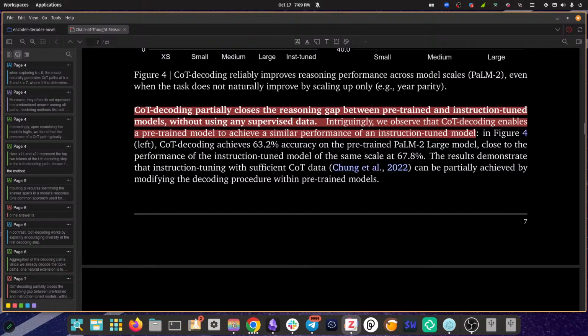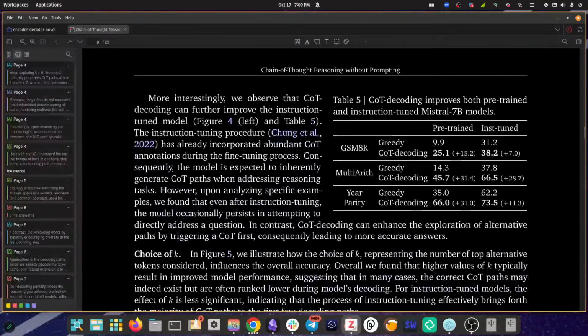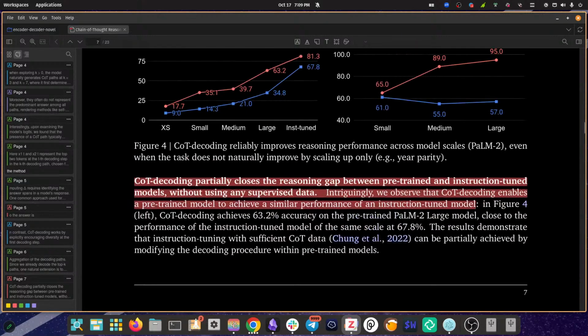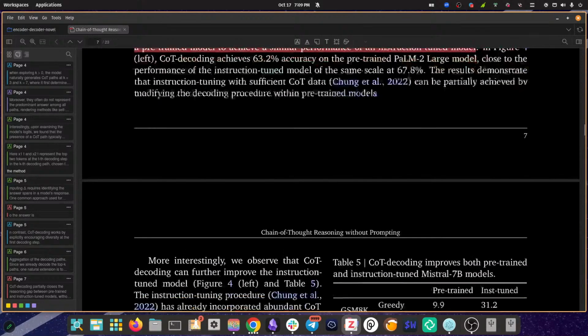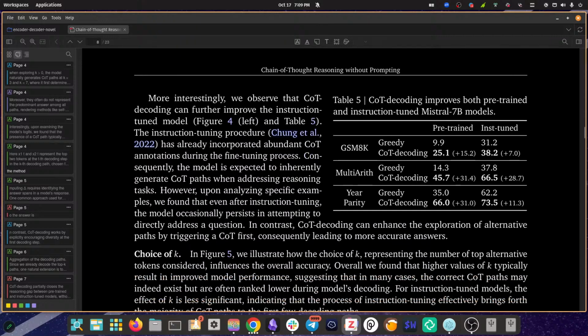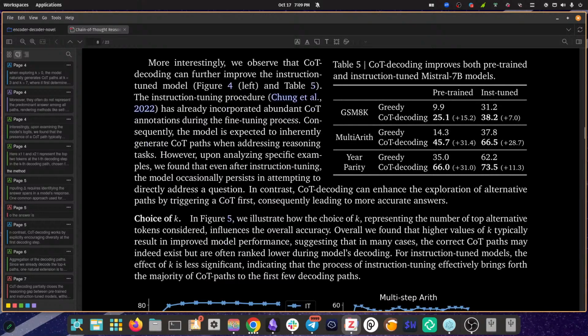Let's see, partially achieved by modifying the decoding procedure. Can further improve the instruction-tuned model. Okay, so does this make it comparable? Similar, okay. So if we are already instruction tuned though, then presumably we'll be more inclined to do COT. So to me, it would make sense that if you're more inclined, then it's going to be more likely, but as far as I understand, you're still decoding the same number of things.